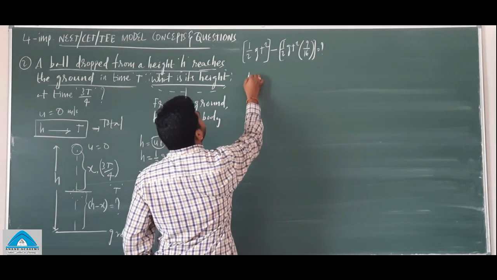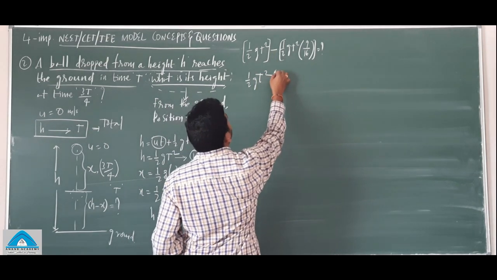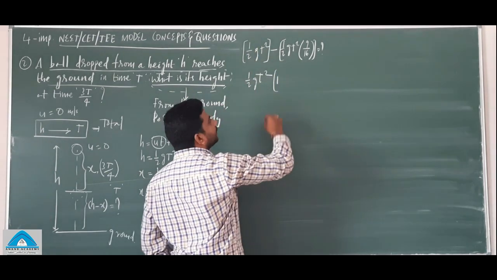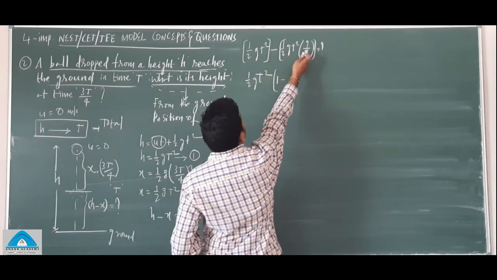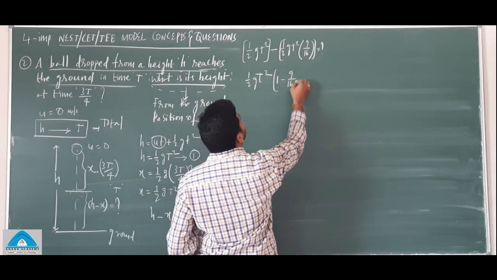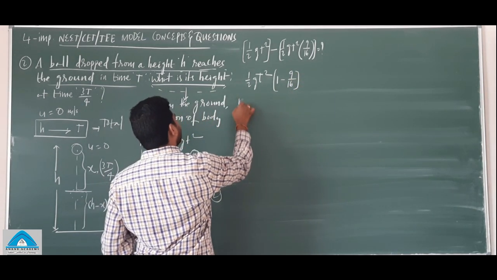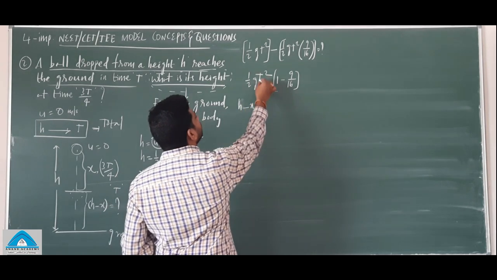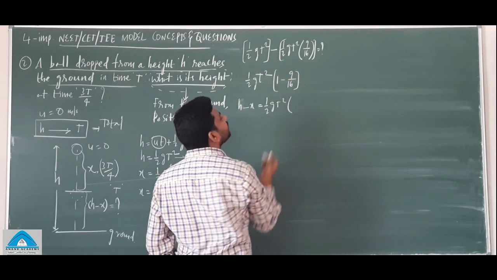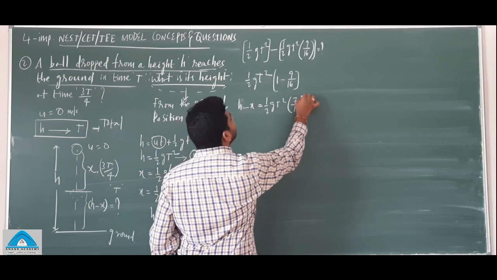So you can take common half gt square from here. Half g capital T square if you take common, from this term it's 1, because everything is taken common. Minus from this term, half gt square is taken common and remaining is 9 by 16. Okay. So what is our aim? Small h minus x, which is equal to here half gt square into, this is 16 minus 9. So that is 7 by 16.